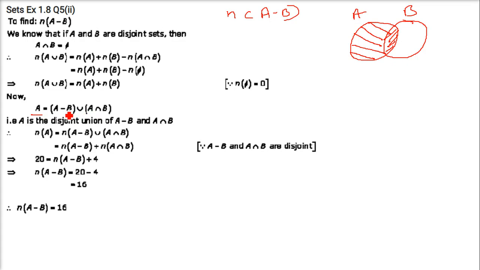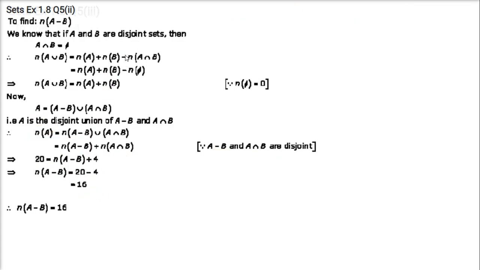These two, this one and this one, have nothing in common, so they are disjoint. So n(A) will be equal to n(A minus B) plus n(A intersection B), because A minus B and A intersection B are disjoint. Here we have to find n(A minus B). n(A) we know, this is 20. n(A intersection B) also is given as 4. So n(A minus B) will be equal to 16.